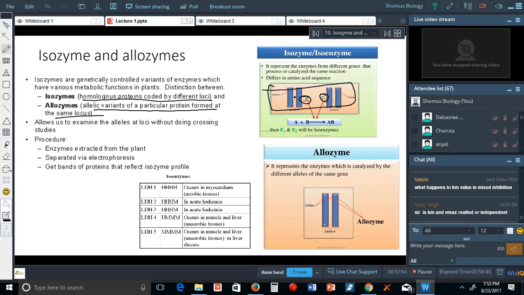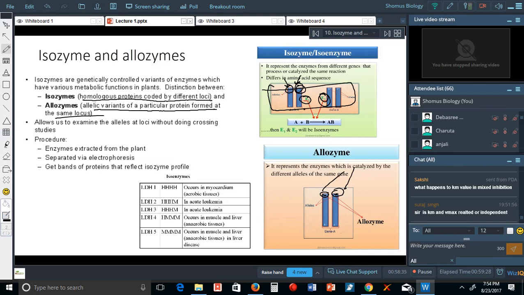What are allozymes? Now imagine the thing. Allozyme means in the same locus. If you look at the same locus here, in the same gene, let's say gene A, there are two alleles that are different. So the proteins produced from there are very much similar, but as they are produced from two separate allelic variants, we call them allozymes. Simply, allozymes means proteins produced from here and here. Produced from here and here will be isozymes.